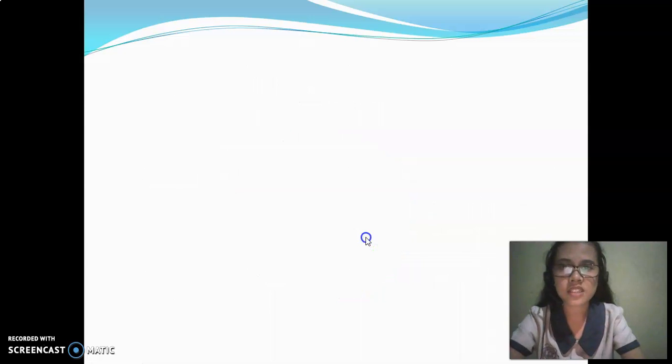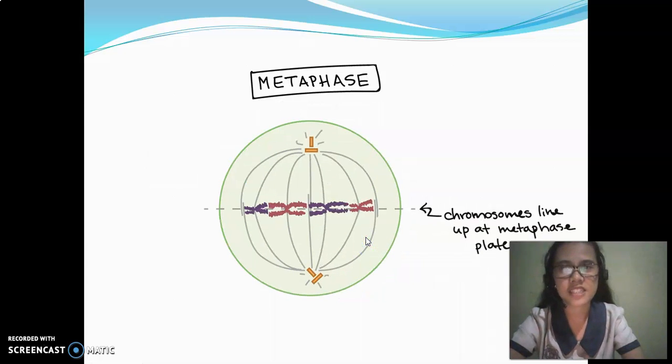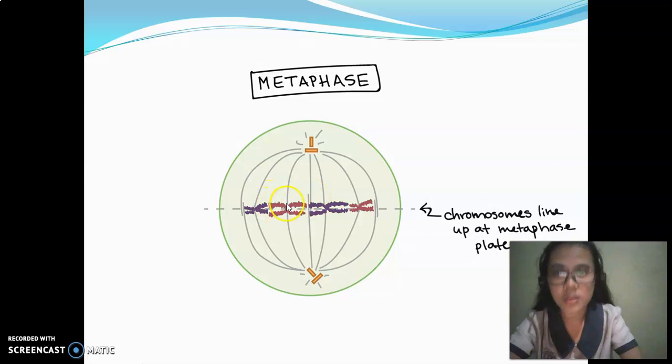Next to prophase is the metaphase. Chromosomes line up at the metaphase plate, an invisible line in the middle, under tension from the mitotic spindle. The 2 sister chromatids of each chromosome, here in the middle, are captured by the microtubules, this one, the string, from opposite spindle poles.